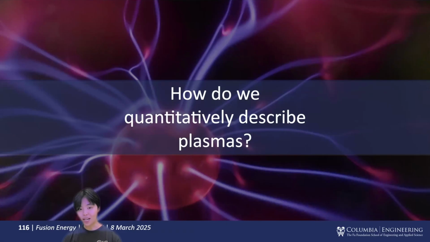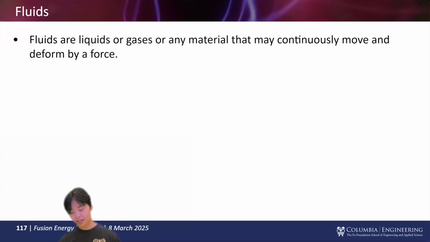How do we quantitatively describe plasmas? So we talked about single charge particle motions. How does that relate to plasmas? Well, plasmas are made up of many charged particles, and you can imagine that it gets a little complex. So something important to cover is the idea of fluids. So fluids are liquids or gases or plasmas that may continuously move and deform by a force. It's just a way of thinking about a lot of particles at once.